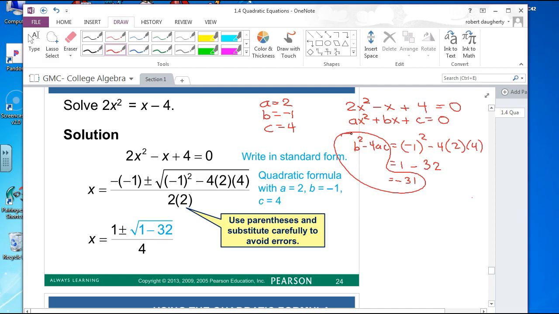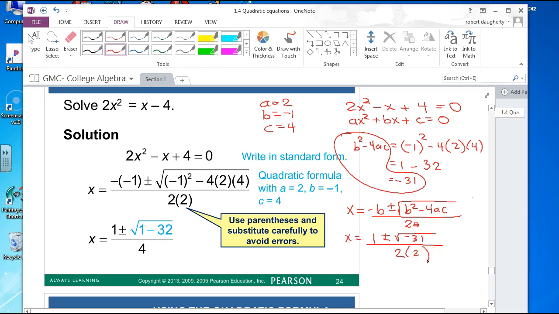So now let's go forward and use the quadratic formula. x equals, remember our formula, negative b plus or minus the square root of b squared minus 4ac, all of that over 2a. So x equals, negative b is 1 plus or minus the square root of, what is b squared minus 4ac? We just determined that's negative 31. All of that over 2a, a is equal to 2.